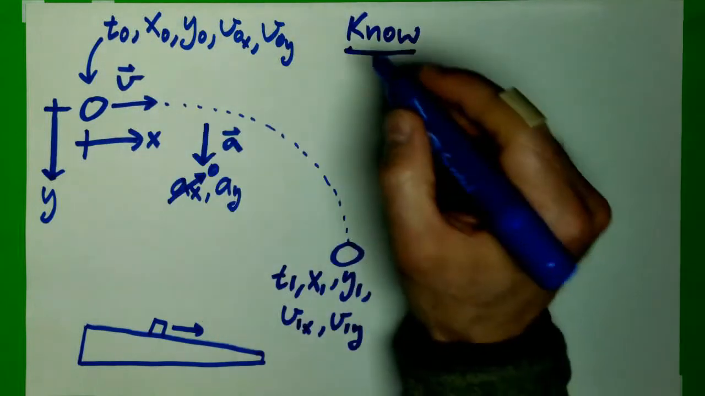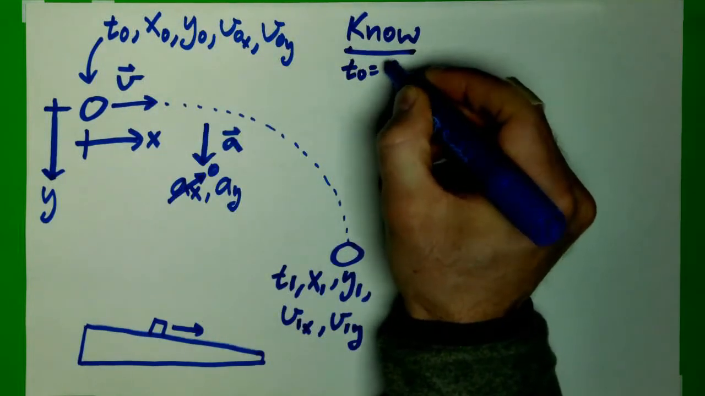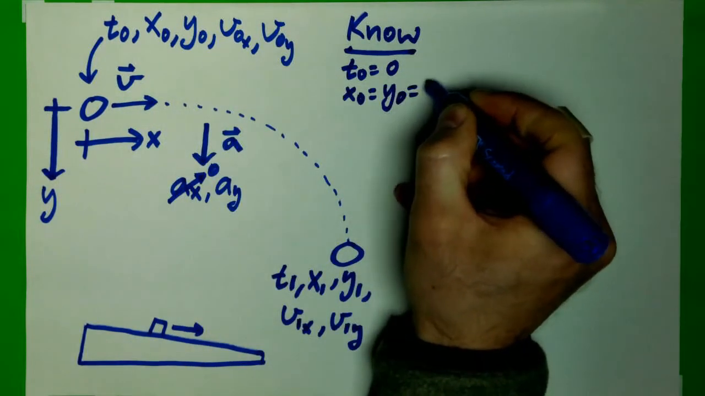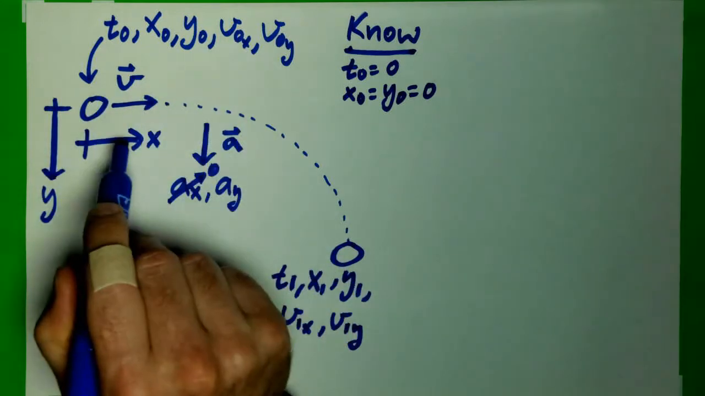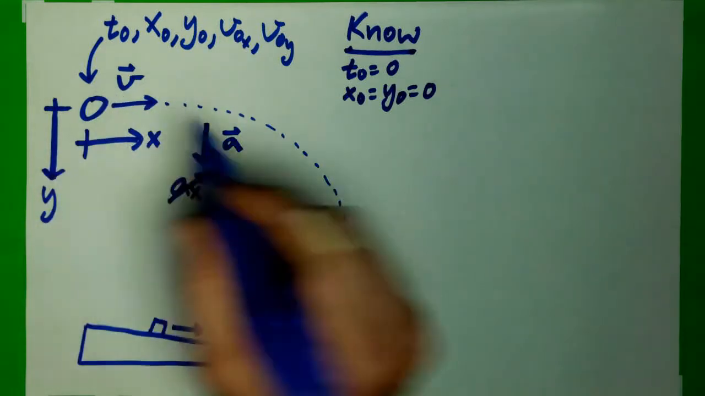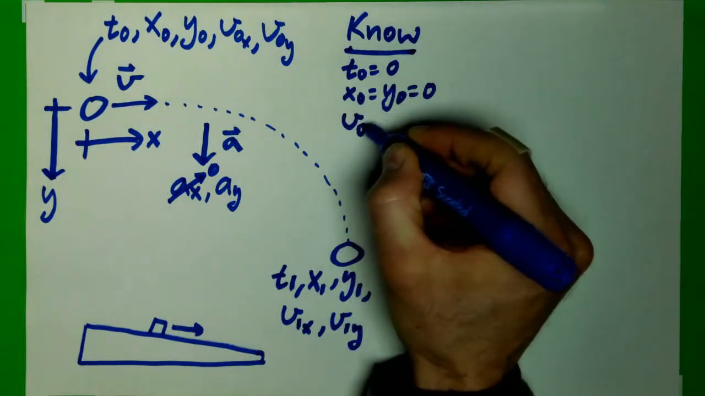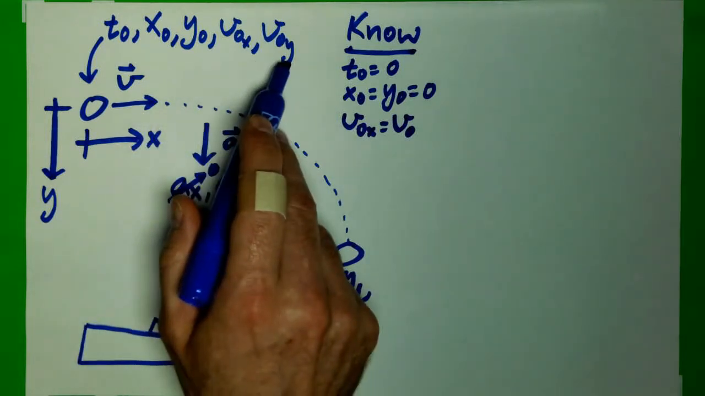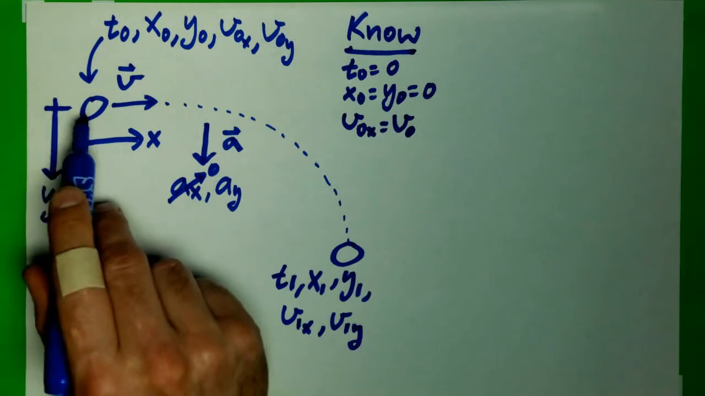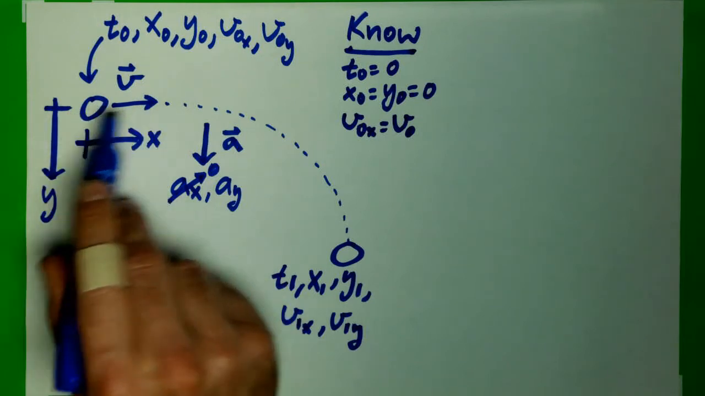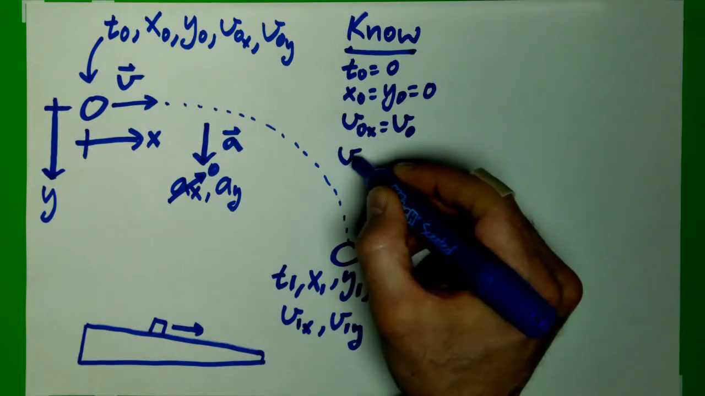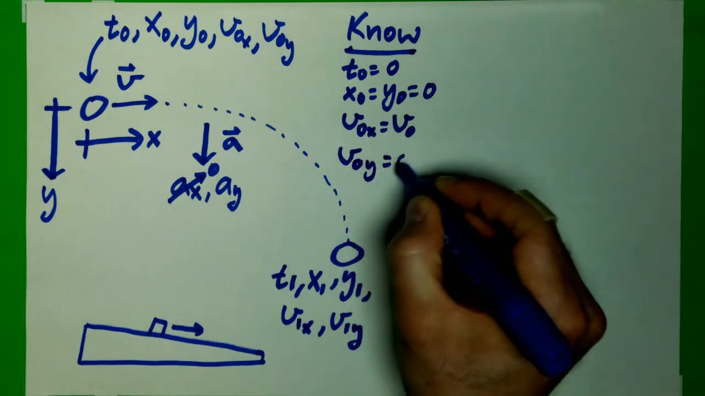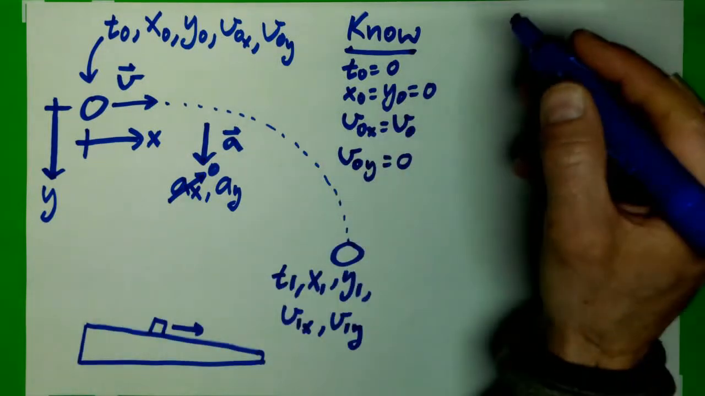Alright, I can always start my time so that t0 equals 0. I've chosen my coordinates so that x0 and y0 are both 0. My v0x is whatever this velocity is, and I'm just going to call that v0. So v0x is just some value of v0. My v0y is 0, because at the very moment I begin, it's moving only in the horizontal. So v0y equals 0.